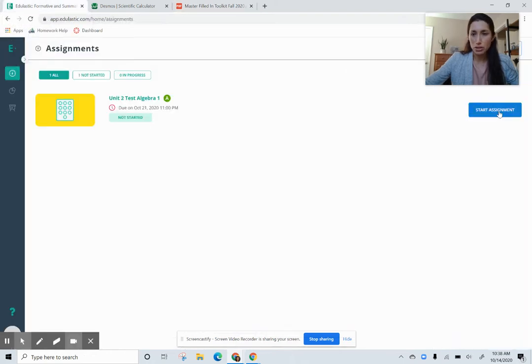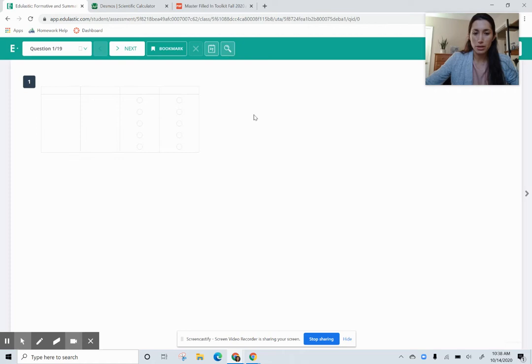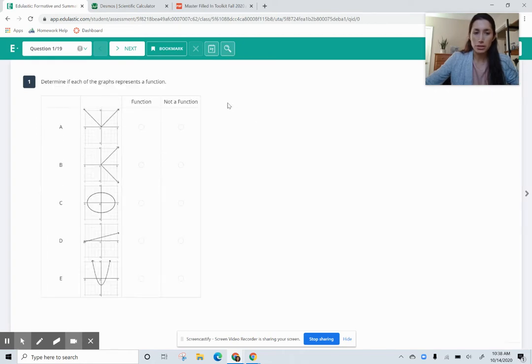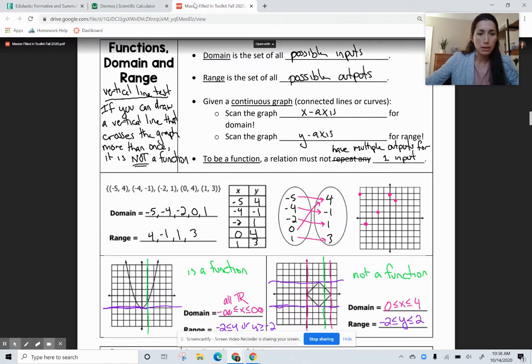So I'm going to go ahead and click Start the assignment, and you can also see how I'm modeling answering these questions. On the first question, we want to determine if each of these represents a function. Let me look back at my toolkit. For something to be a function, we use the vertical line test: if we can draw a vertical line that crosses the graph more than once, it is not a function. I just took that from the top part of my toolkit here.